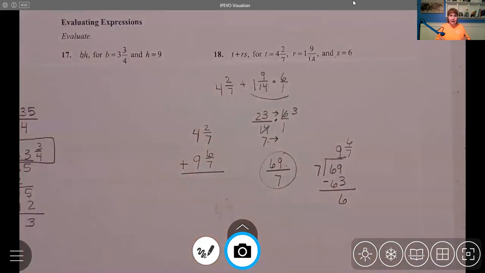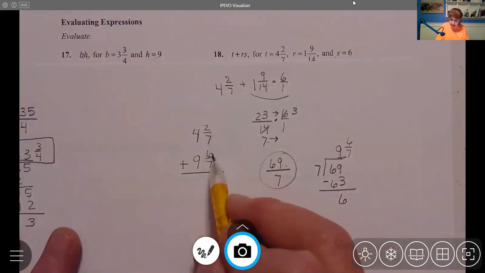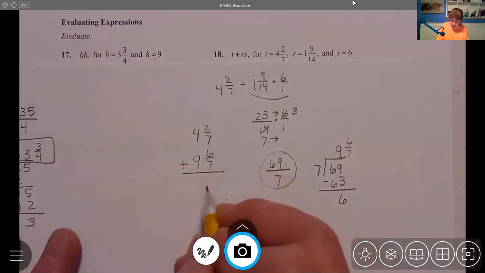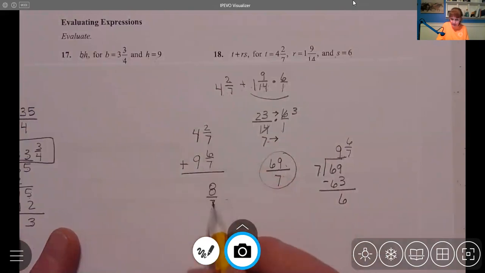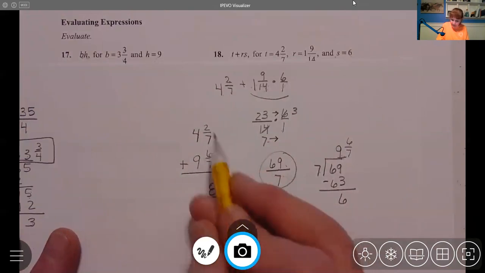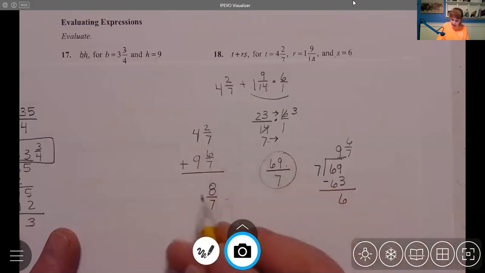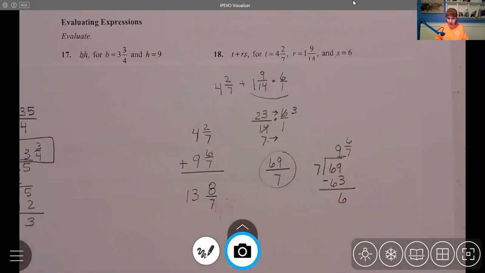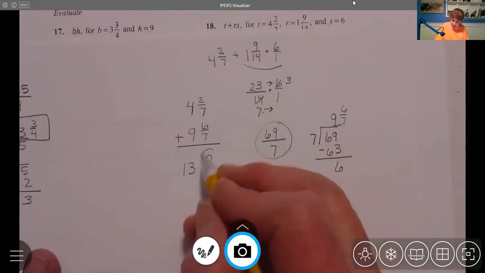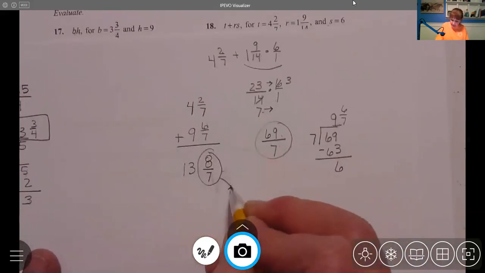So when I add these together, oh, great, they have a common denominator. So I don't have to mess with that. So I can just take 2 plus 6. It gives me 8/7. Unfortunately, I'm going to have to create another mixed number here. So we get 8/7. And 4 plus 9 is 13. Wow. So now, again, we're not complete. Now we have to change this into a mixed number.